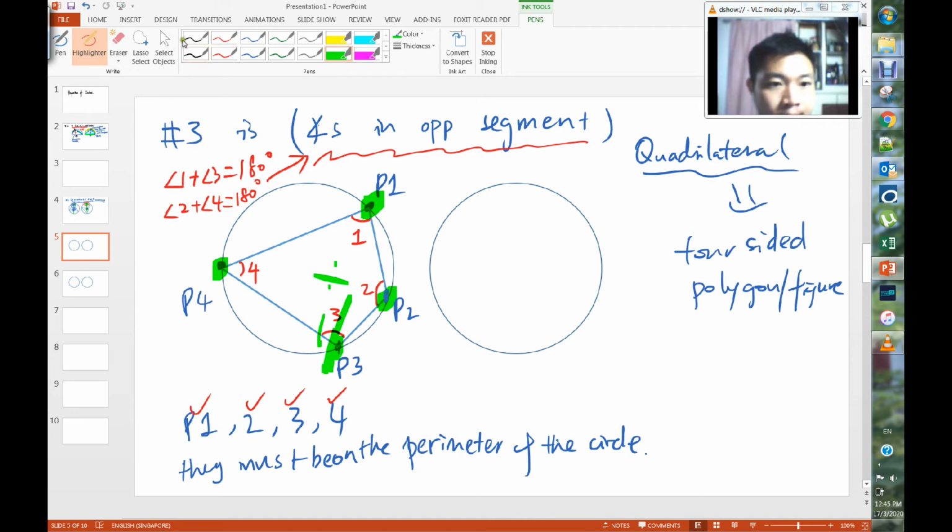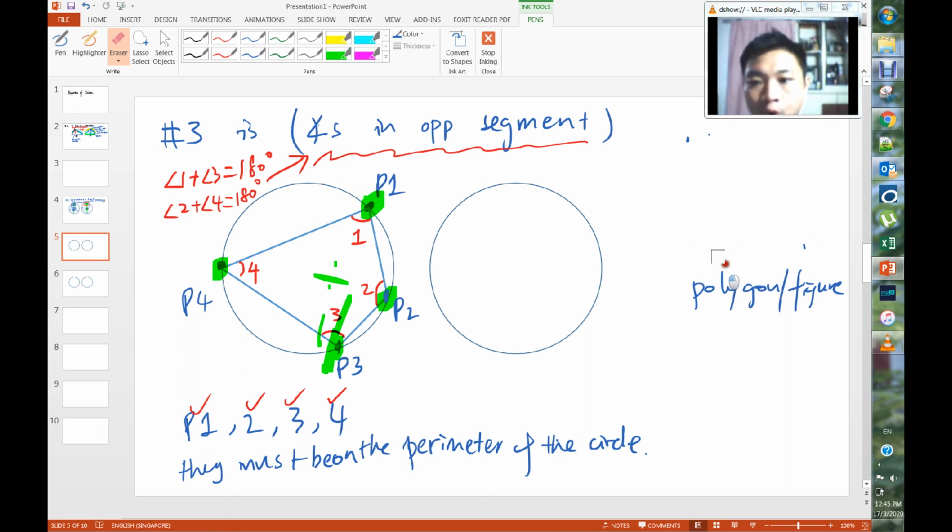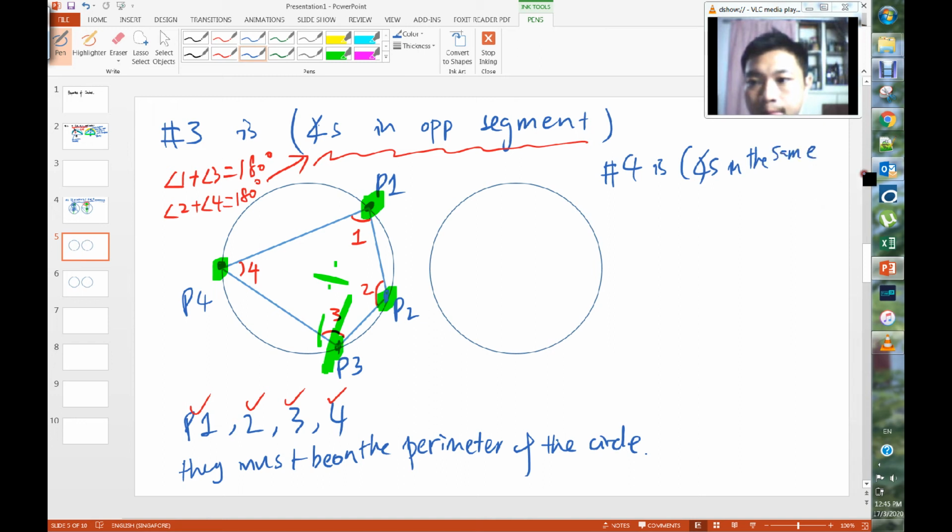Okay, and actually I would like to do rule number 4 on this same page. Okay, so rule number 4 is angles in the same segment. Okay, what do I mean by that?